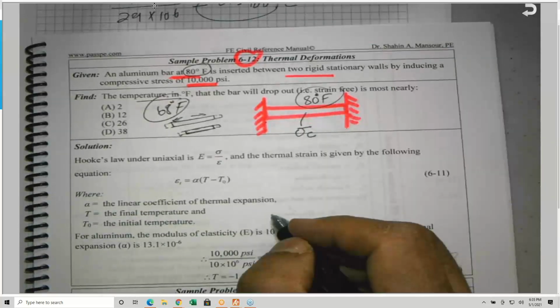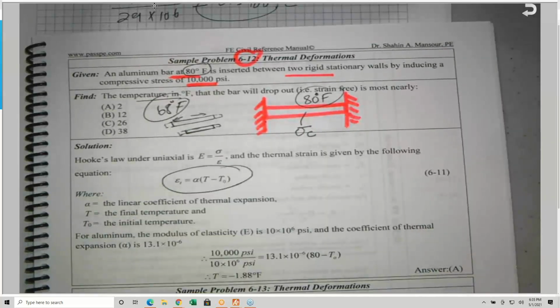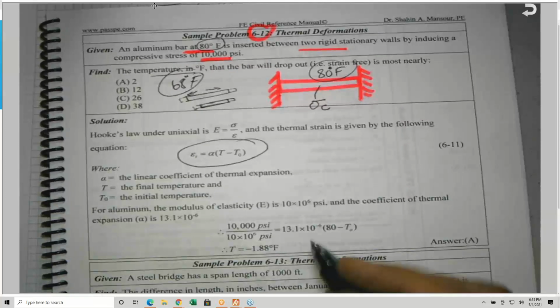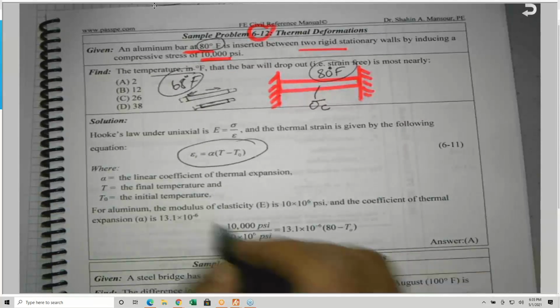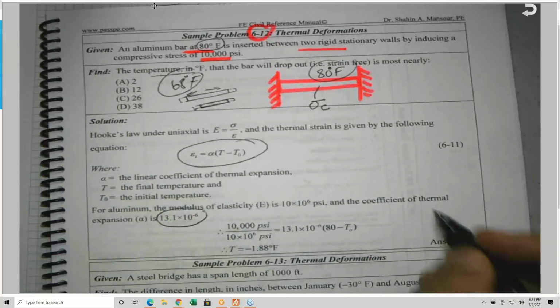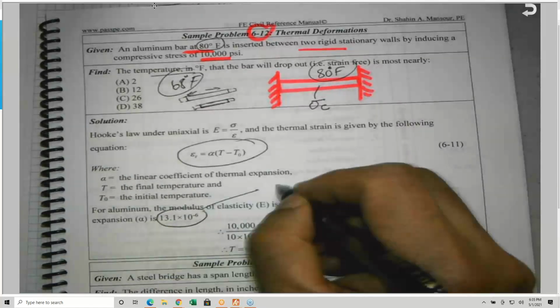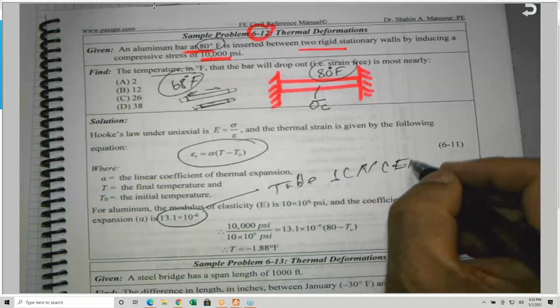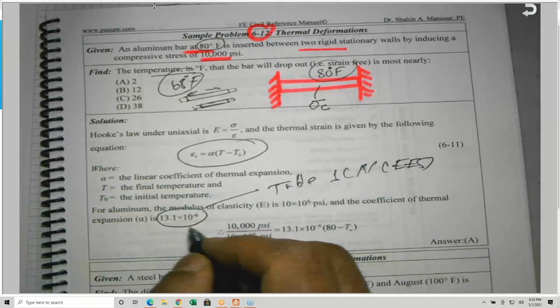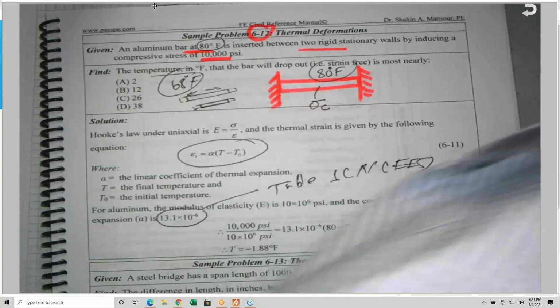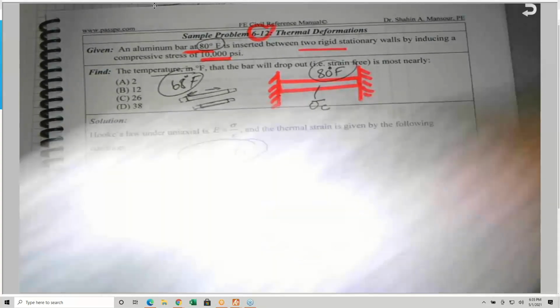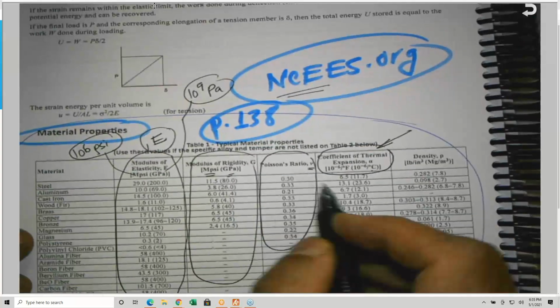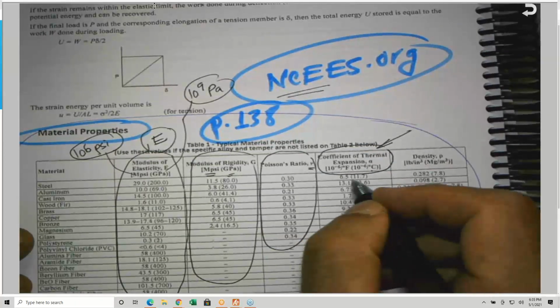So this is the equation here. Epsilon sub T is alpha times T minus T sub O. Okay, alpha is the coefficient of thermal expansion. Where do I get this from? From the same table, table 1 of the NCEES. I pick the number 13.1 times 10 to negative 6. Let me see if I picked the right number or not. Okay, this is aluminum. It didn't say what type of aluminum. Aluminum, here it is.